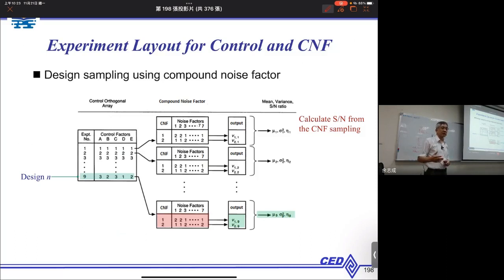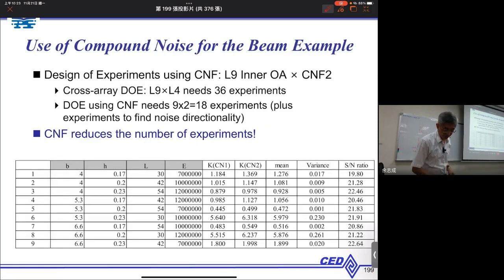You are using response table, effect plot to find out what kind of combination for the control factors will give you the robust design. This is how it works in this case. I will explain that first, and then we'll ask you to work on this example.